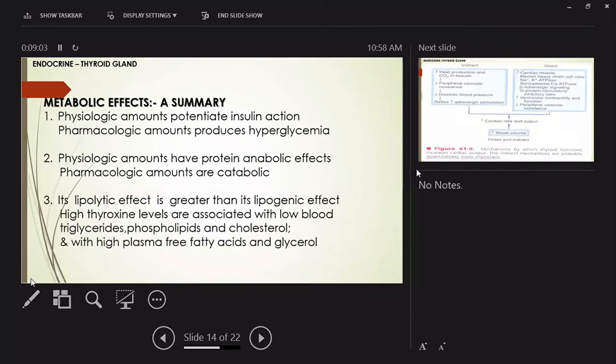Its lipolytic effect is greater than its lipogenic effect. So high thyroxine levels are associated with low blood triglycerides, phospholipids, and cholesterol, and with high plasma free fatty acids and glycerol because of its lipolytic effect.